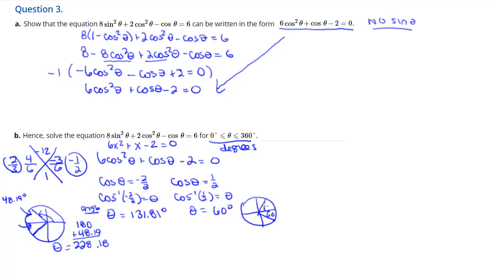And then the other one's 60 degrees. Well, that's going to be pretty easy to figure out. That's going to be 300. And so now I'm good to go. I got my 4 angles. And so all I got to do is write them down. I got 60 and 131.8 and then 228.2 and 300 degrees. And that's all there is for that one. Thanks for watching.